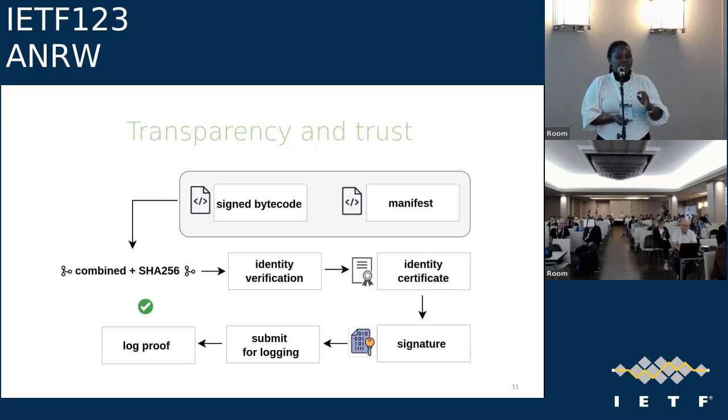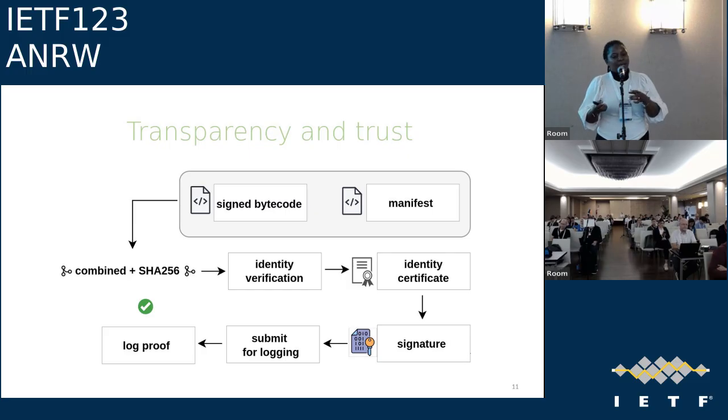Let's take a look at the trust itself. To build trust, we need two things. We need integrity, to ensure that the code has not been altered since it was written. Like I mentioned earlier, we have the combined manifest and bytecode that was generated from the code. Now a hash is computed over the two, but before it can be signed, the identity needs to be verified.